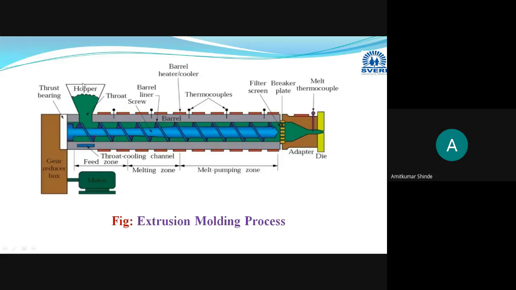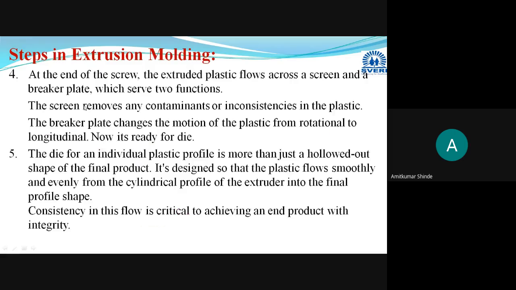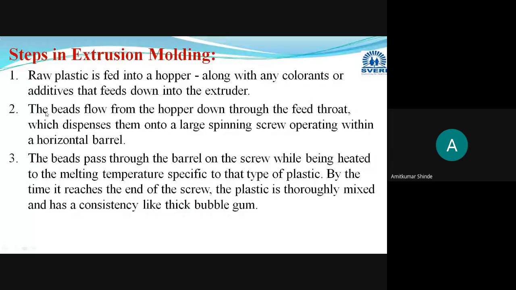Here in this hopper we are feeding or pouring the plastic material in the form of granules or pellets. After this first stage comes the next stage, where the beads, which are nothing but your raw material, flow from the hopper.